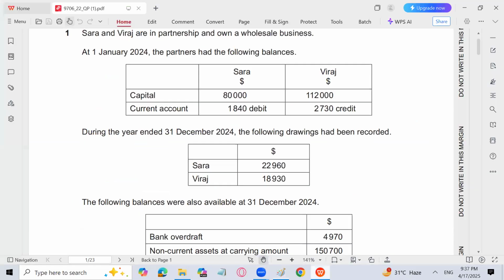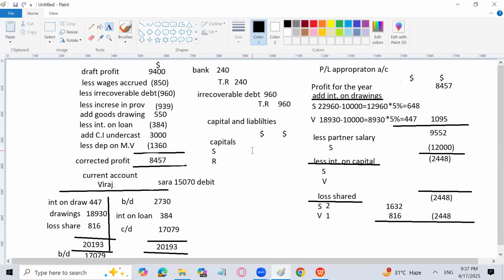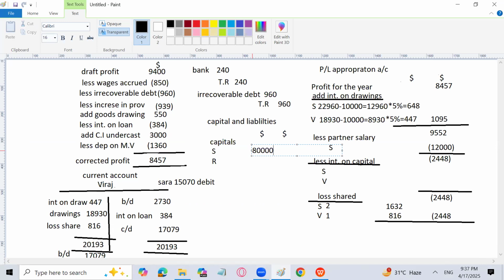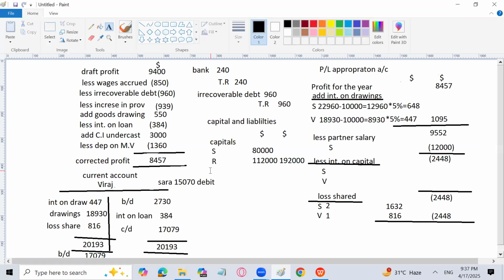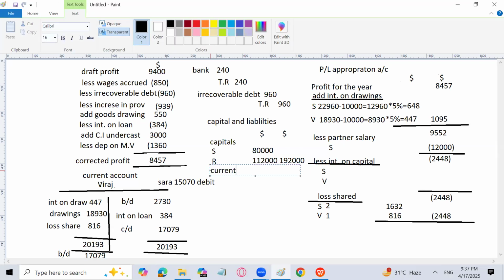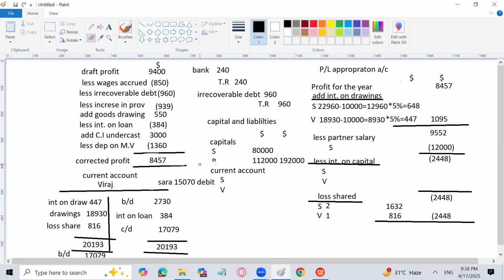So the capital will remain fixed in partnership accounts, that is 80,000 and 1,12,000, because all the things are going to be dealt through the current account. Capital will not be changed. So what is the total amount after adding 1,12,000 to it? That is going to be 192,000. So if there is any problem, you can correct me. Now I have to write the current account. Both current accounts are going to be negative balances, Sara and Viraj.